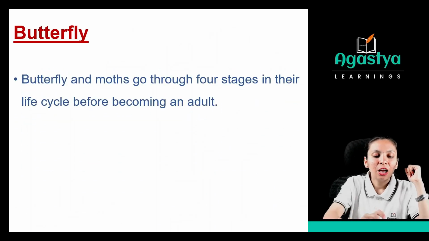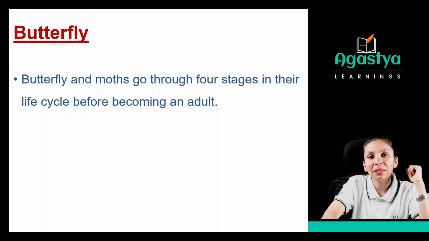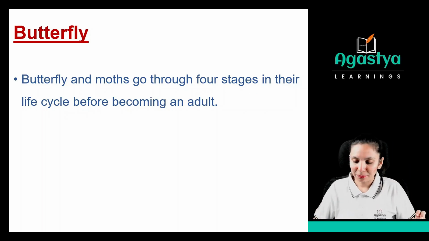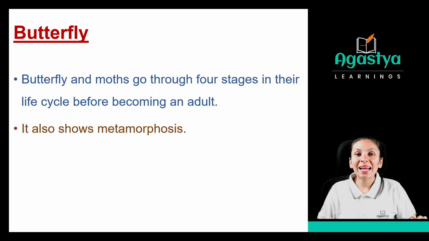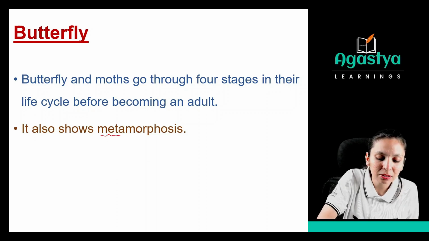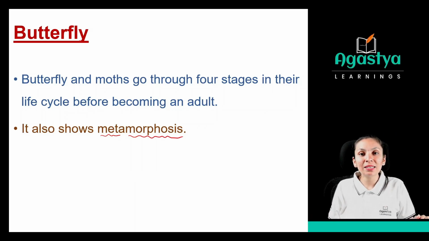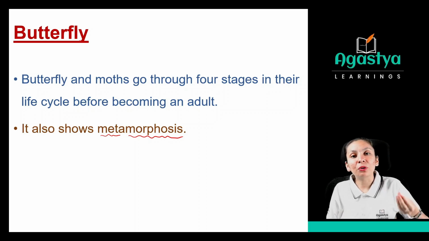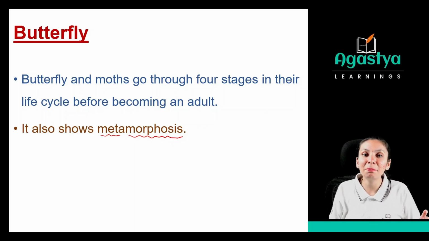So what is there in this one? Butterfly and moth go through 4 stages in the life cycle before becoming an adult. As we have seen for the butterfly in that picture, there are certain stages. And it also shows the metamorphosis. How will you pronounce it? Metamorphosis. And what do you mean by metamorphosis? Yes, becoming an adult. Before becoming an adult, the embryo goes through certain stages. Those are developmental stages, and those developmental stages are known as metamorphosis.